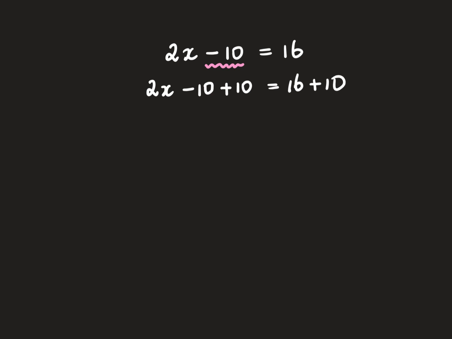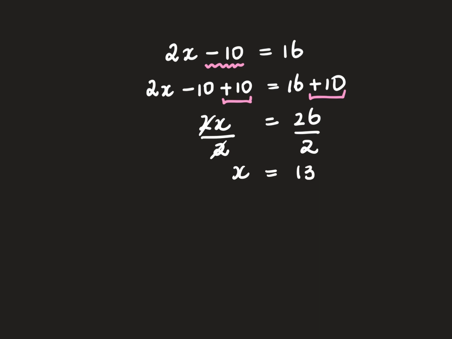Can you see what I've done? I've added 10 to both sides. Now, the minus 10 plus 10, they go away. 16 plus 10 now, that's 26. What do I do now? Same thing. Divided by 2, cancel, x = 13. Now listen as I chant this next one.